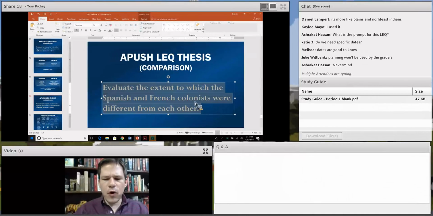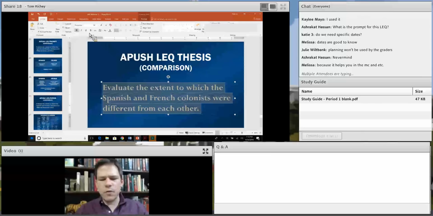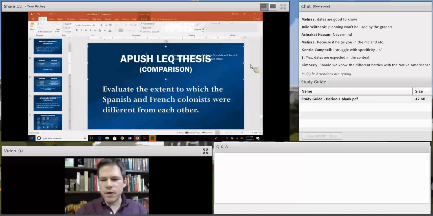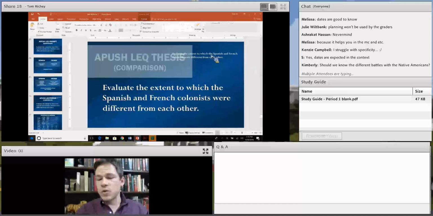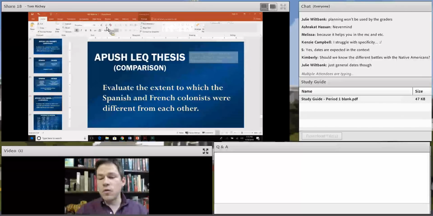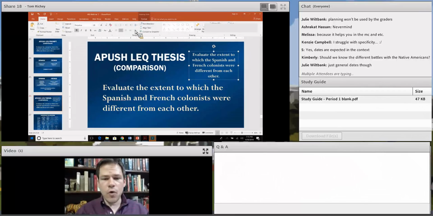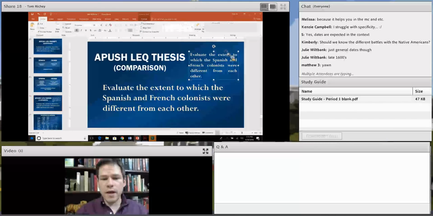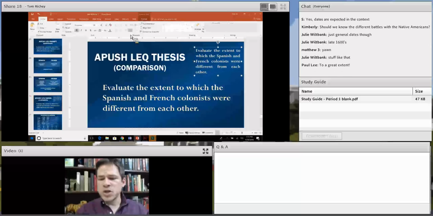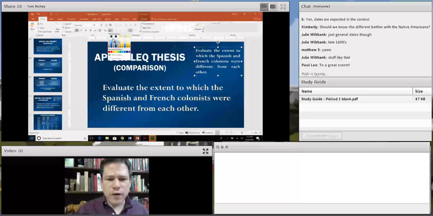All right, so evaluate the extent to which the Spanish and French colonists were different from each other. Let me put that there so we can all see. We want to make sure that when we're writing our thesis we're looking at the prompt. We don't want to write the thesis without looking at the prompt, okay? So let's make sure the prompt is always in front of us when we're doing this. So: evaluate the extent to which the Spanish and French colonists were different from each other, okay?